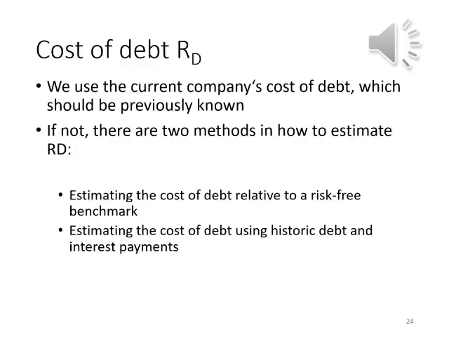The cost of debt is normally a much more straightforward exercise than estimating the cost of equity. We can use the company's current cost of debt, which should be well known. If this is not the case for any reason, there are two other methods to estimate the cost of debt. One is to estimate the cost of debt relative to a risk-free benchmark and add a risk element for that company. Otherwise, we can estimate the cost of debt by using historic debt and interest payments, dividing historic interest payments into historic debt amounts to obtain an average blended historic cost of debt.